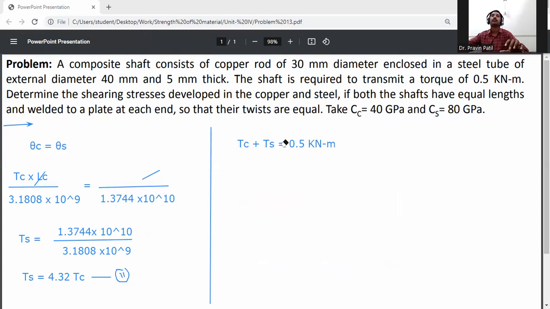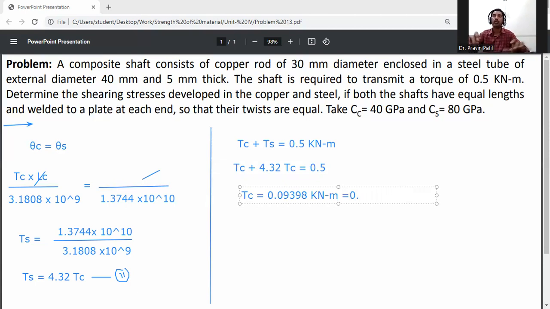So we know that TC plus TS is equal to 4.32 TC plus TC, which is equal to 0.5. So TC is equal to 0.5 divided by 1 plus 4.32. That will be 0.09398 kilonewton meter.